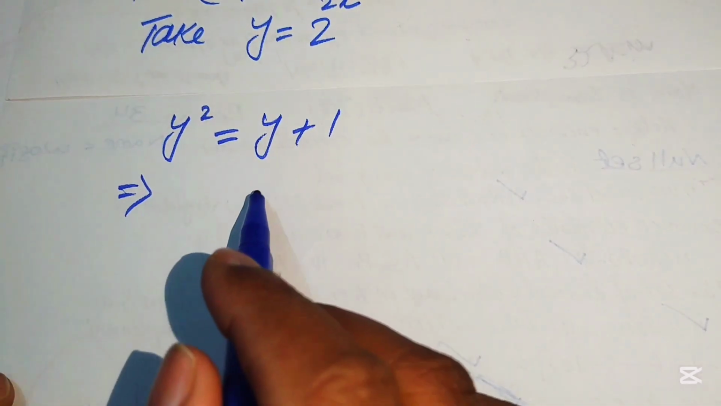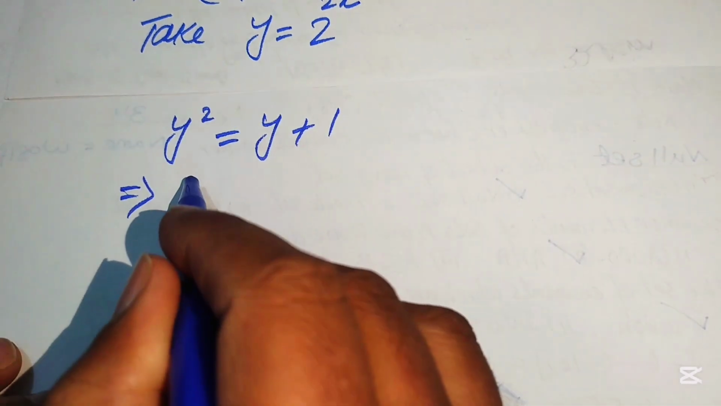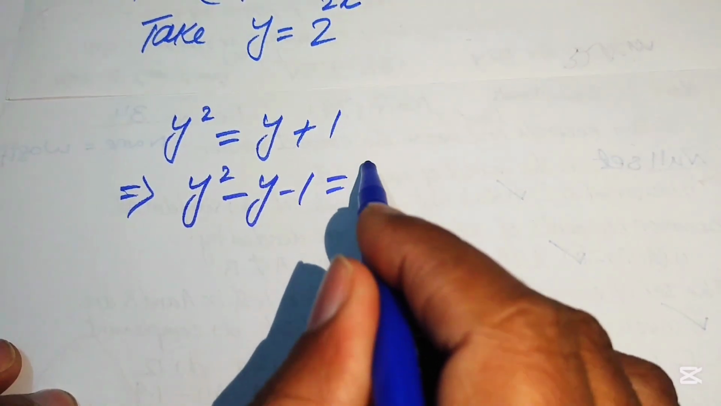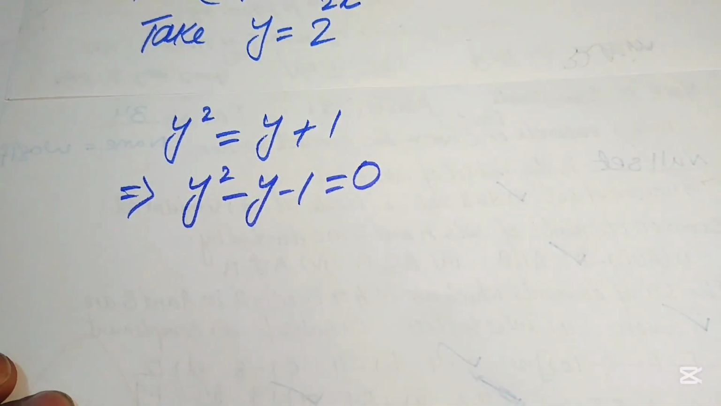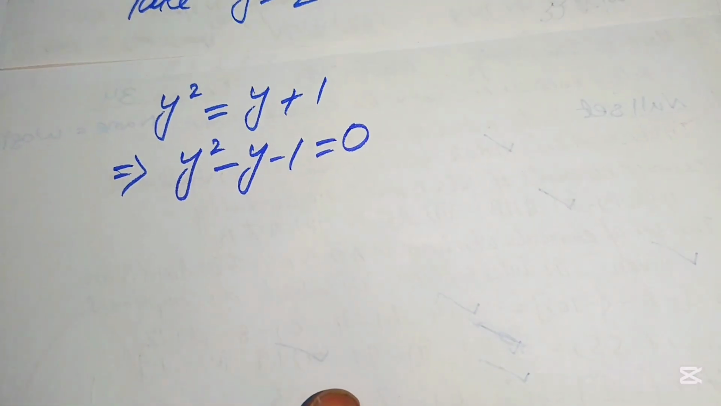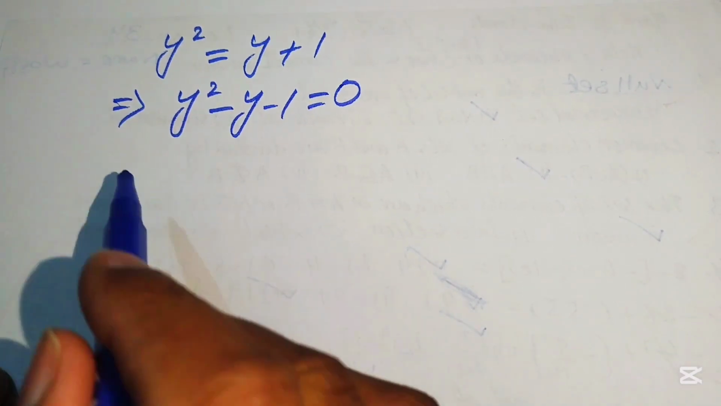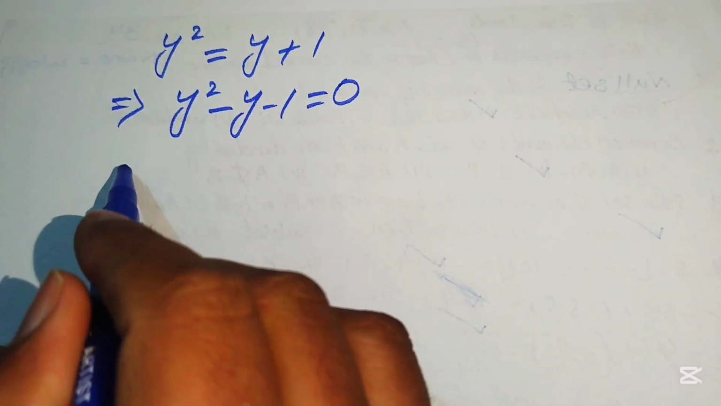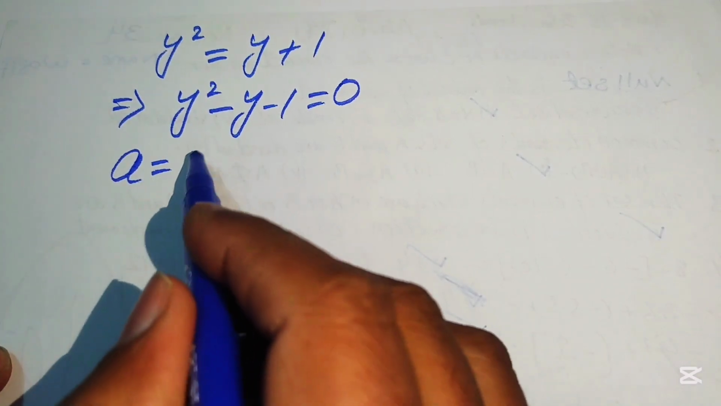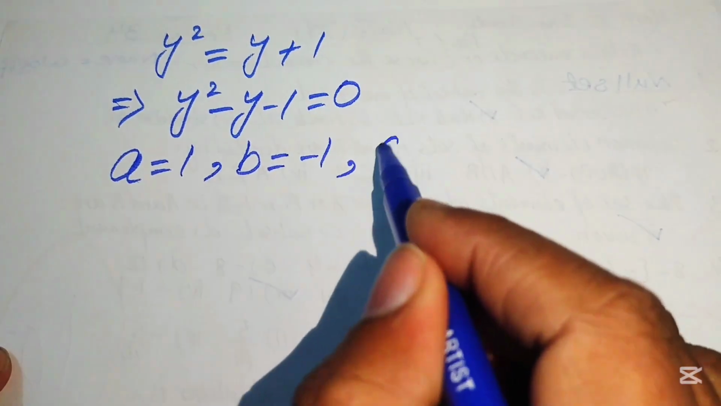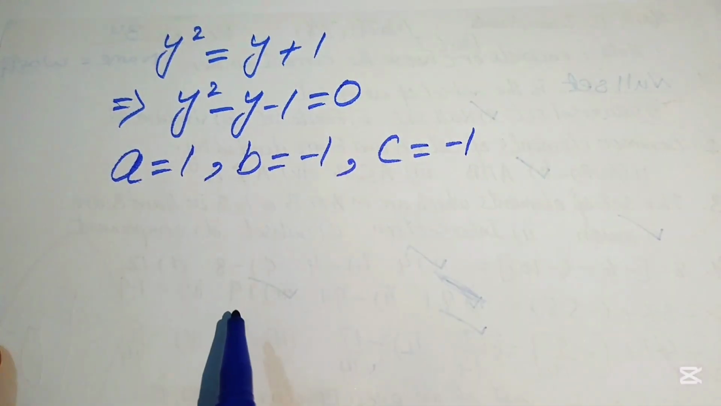Now we write it in the standard form. We move this y plus 1 to the left hand side, and it will be written as y square minus y minus 1 equals to 0. So here we need to solve this quadratic equation by using the quadratic formula. So we know about the quadratic formula. First we write the coefficients of this term, and its coefficients are a equals to 1, b equals to minus 1, and c equals to minus 1.